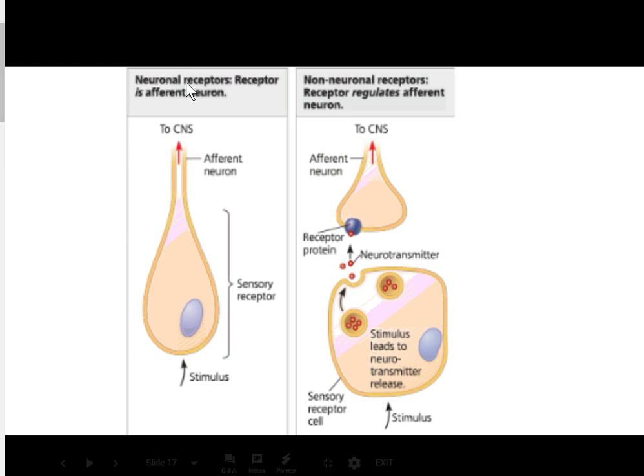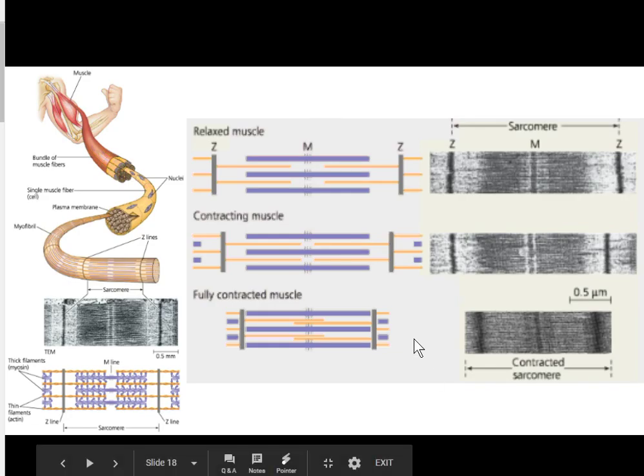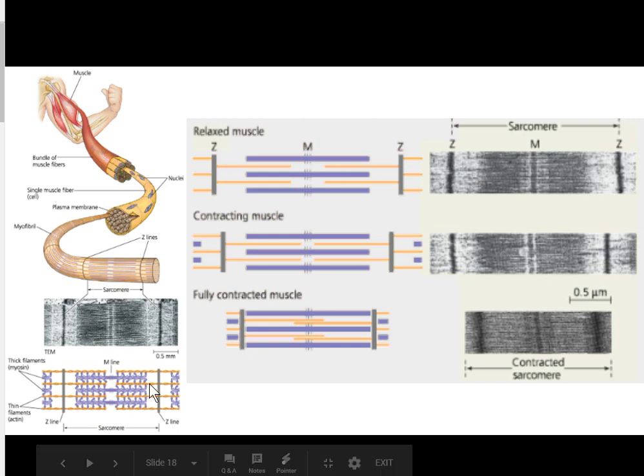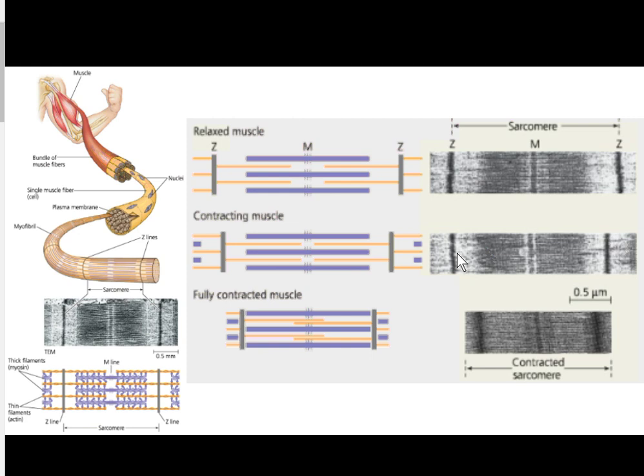Muscle control. Neurons connect to muscles. Muscles are made up of fibers and cells, and those cells have alternating patterns of protein filaments. The thick one's called myosin, the thin one's called actin. One of these things is called a sarcomere, and they can pull together and then they can relax and spring back apart, and that's basically how muscles move. It's what's called the sliding filament theory.